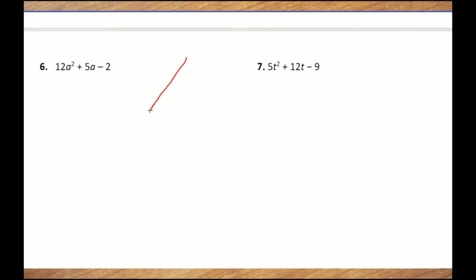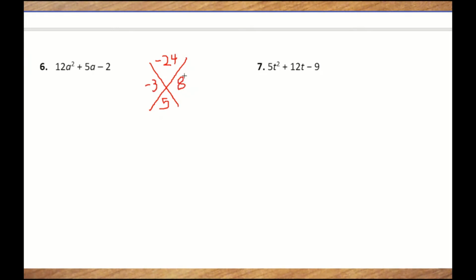All right, number 6. 12 times negative 2 is negative 24. I'm going to put 5 on the bottom. So we need to come up with two numbers that multiply to negative 24 but add up to 5. So one's got to be positive, one's got to be negative, and the positive one has to be bigger if my sum is positive. So that's going to be 8 and negative 3. So negative 3 and 8.